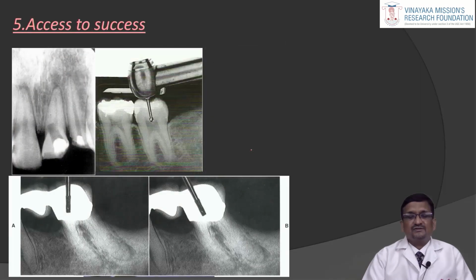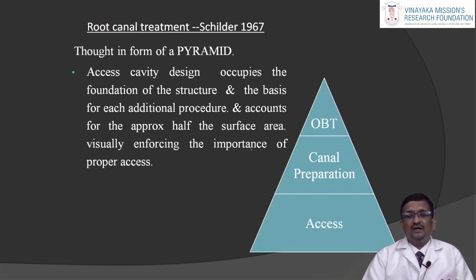So next is access to success. What is the next crucial step? We need to make a good straight line access, and we should know the alignment of the crown to the root. So Schilder in 1967 proposed that the access cavity design occupies the foundation of the structure and is the basis for each additional procedure, and accounts for approximately half of the surface area, visually enforcing the importance of proper access.